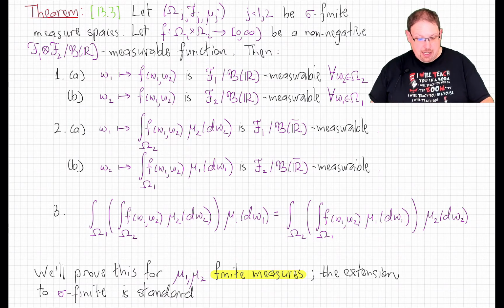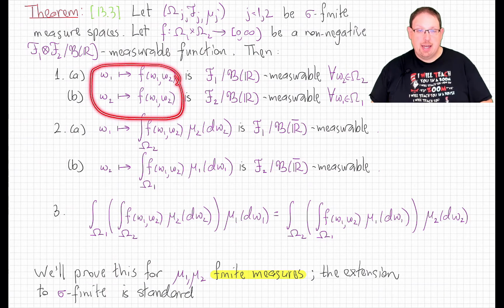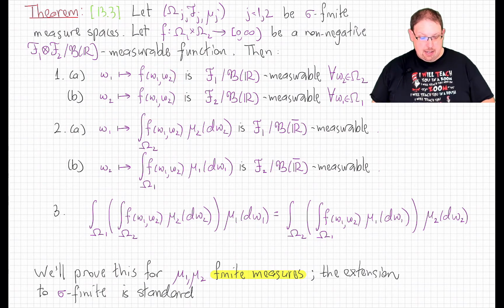The function is appropriately measurable as a function of each variable with the other held fixed. That is, holding omega 2 fixed, as a function of omega 1, it is f1 Borel measurable.